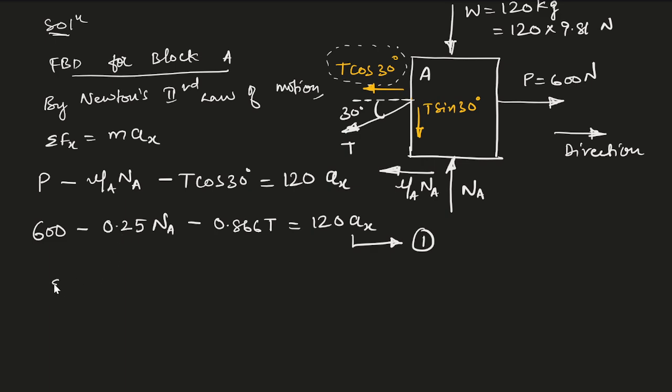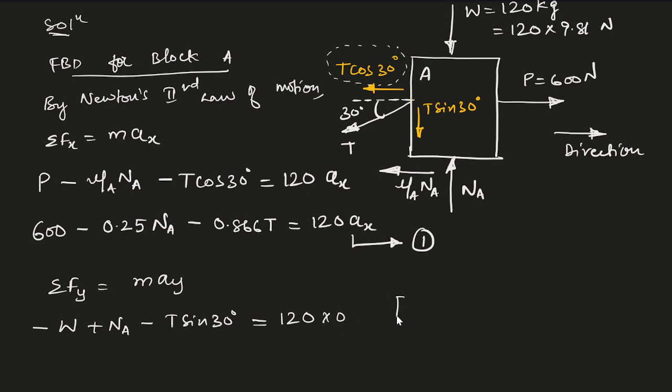Now summation of F_y will be equal to m a_y. Here, all the vertical forces: we have one vertical force, that is the weight W, acting downward. Then we have a normal force N_A acting upward. Then we have minus T sin 30 acting downward, the component of tension. This will be equal to the mass of the block, that is 120 kg, and a_y will be 0.